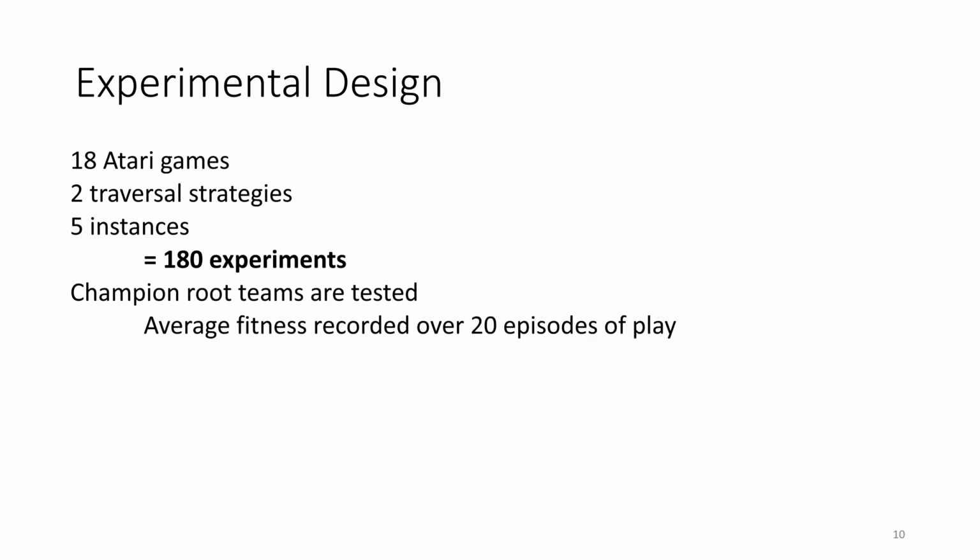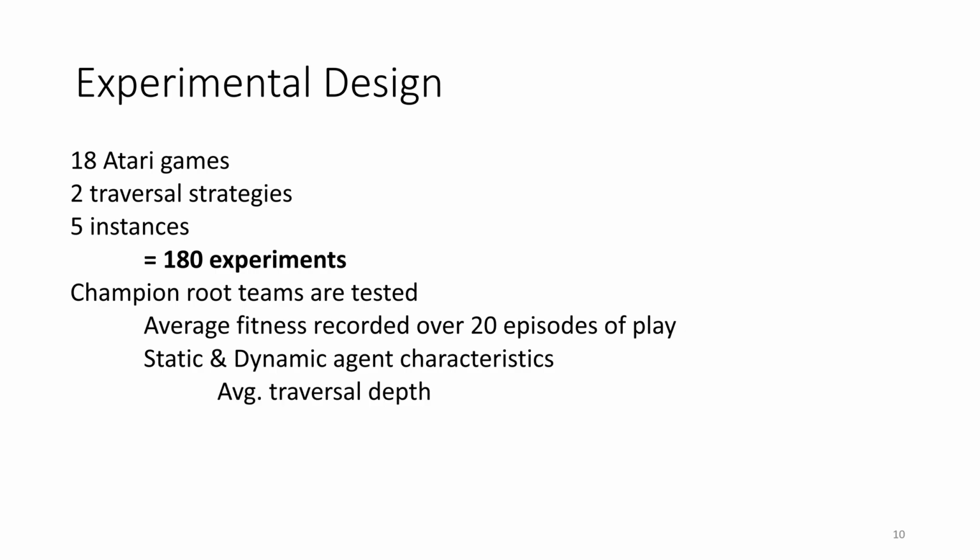During this evaluation, we kept track of fitness, but also of static and dynamic properties which we felt could help us characterize the differences between these traversals. These include things such as the average traversal depth and the average number of instructions executed to produce an action. There are also many more to be read about in the paper.